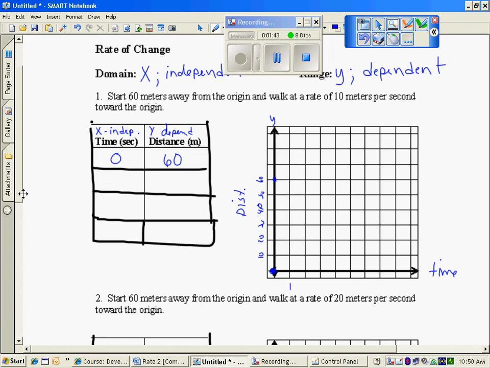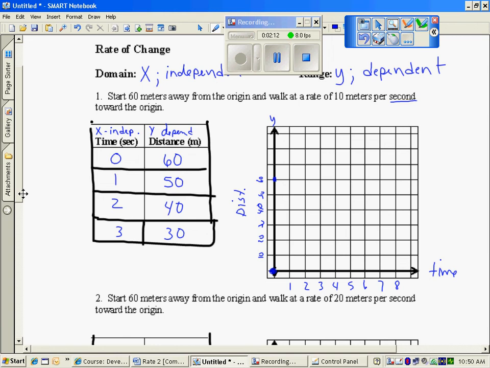On the x-axis, each one of these lines is going to be referring to the amount of seconds. So if we try to fill in this table, after I've walked 1 second, I'm 50 meters away from the origin, or 10 meters closer. After 2 seconds, I'm another 10 closer. And after 3 seconds, again, I'm another 10 closer. So I keep decreasing.